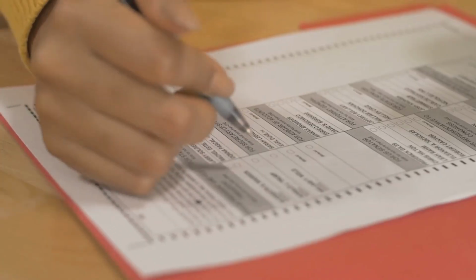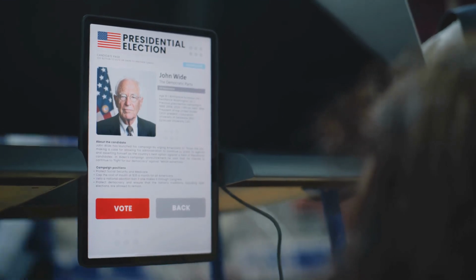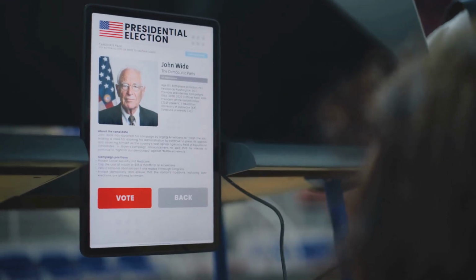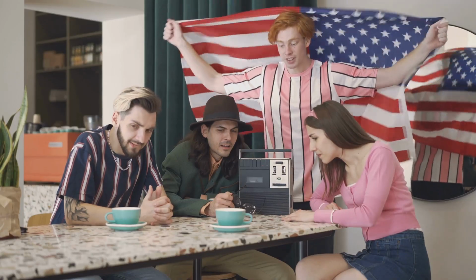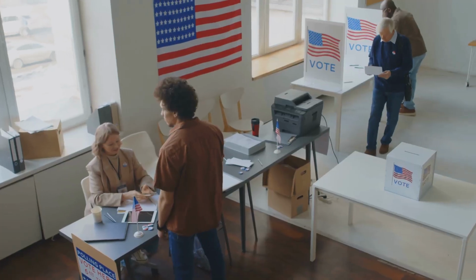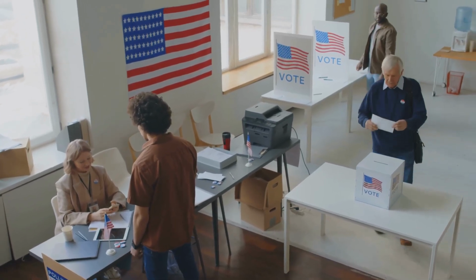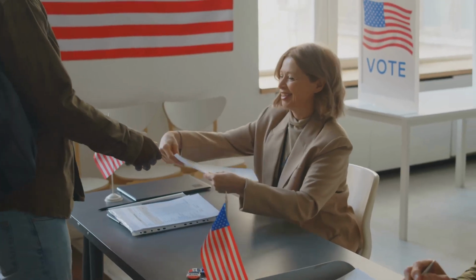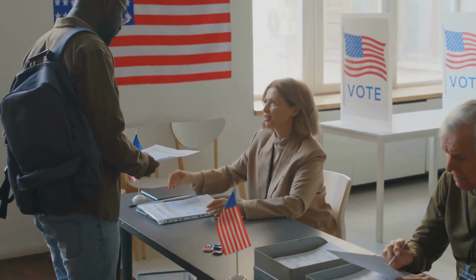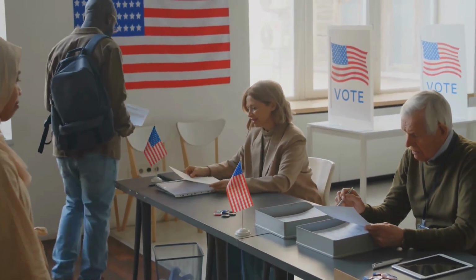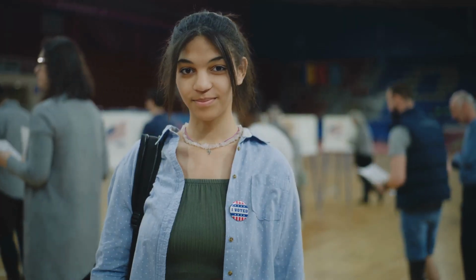Register to vote as soon as you're eligible. Learn about the candidates and their positions on issues that matter to you. Talk to your friends and family about the importance of voting. The Electoral College is just one part of our complex electoral system. By understanding how it works and why it was created, you can participate in the process more informed. Your voice matters. Get out there and make it heard.